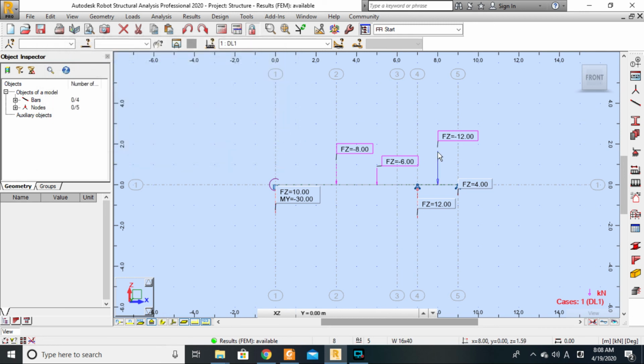So that is it with this exercise. From the next exercise onwards, we'll be seeing different kinds of structures. We'll see a truss, how to model a truss and calculate its reactions, and how to model a frame and calculate its reactions. So see you in the upcoming exercises.